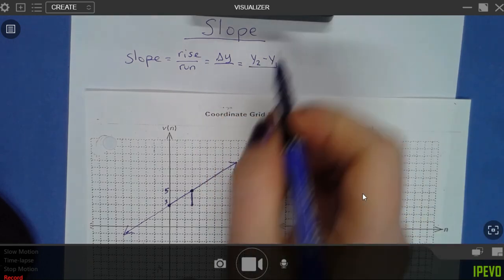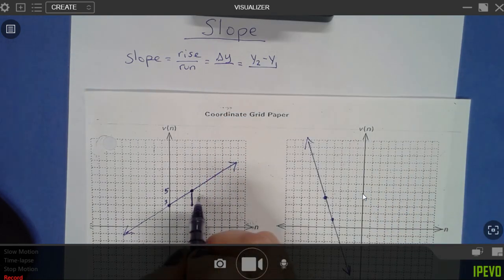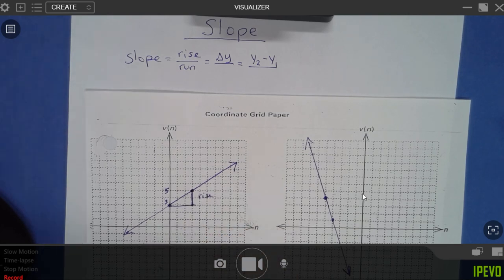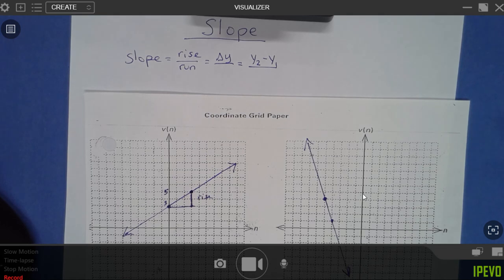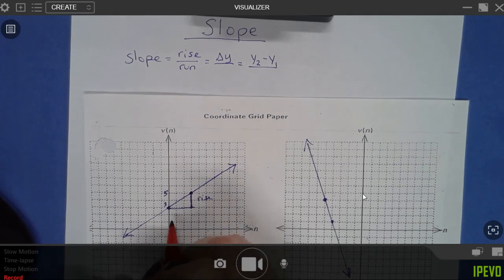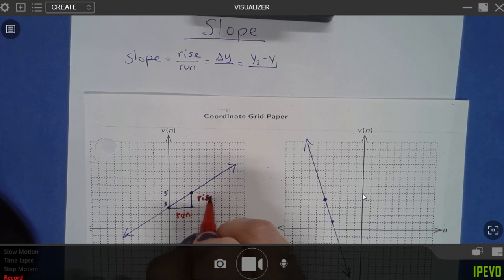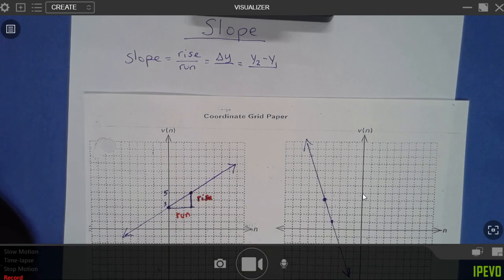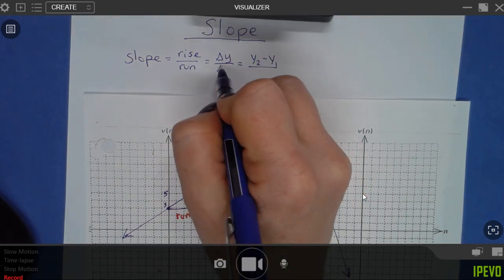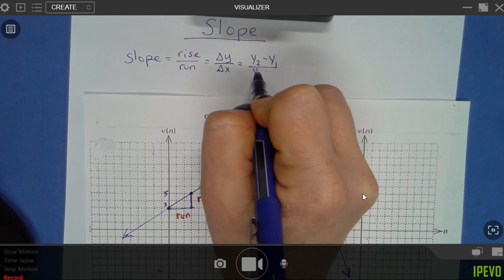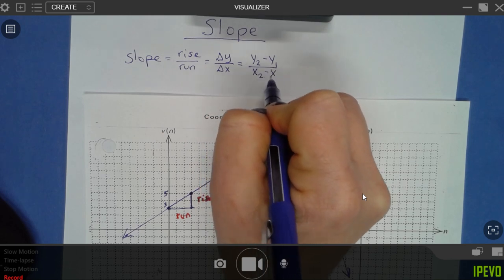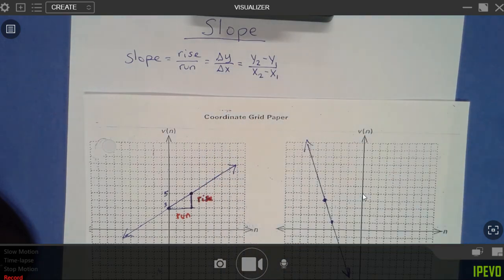And then the run. So this is your rise here. The run is from here to here, and that is going to represent the change in your x values. So your run is the change in your x values. How far has it changed from here to here on the x-axis? So to find the change in the x, we go x2 minus x1. This is our slope formula.